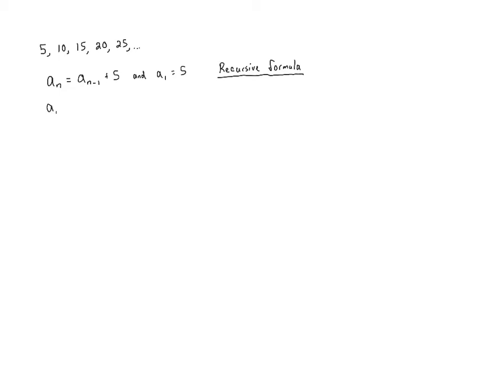Well, we're given the first term, a sub 1 equals 5, and then we can use this formula to find the rest of the terms. So a sub 2, we're told that we can get a sub 2 by taking a sub 1 plus 5. And since we know what a sub 1 is, we can substitute that in, and we get 5 plus 5, which gives us 10. And then for a sub 3, we can take a sub 2 and add 5 to that. We know a sub 2 is 10, so that gives us 10 plus 5, which gives us 15.